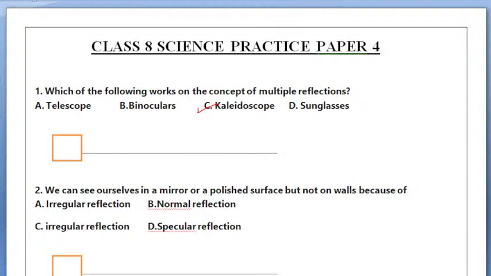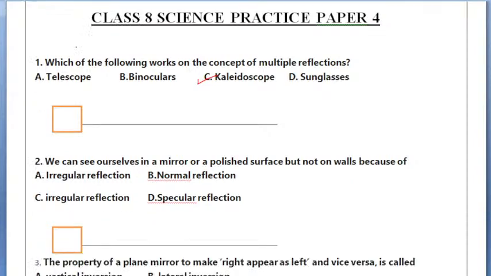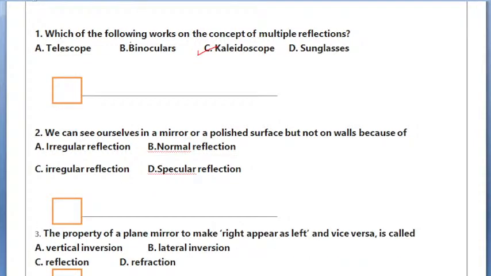Very good. You already know I have explained what the question paper provided in the board examination will look like. You are all familiar with that, right? So let us look at some of the questions for your board examinations. The right answer for the first question is option C, that is kaleidoscope.